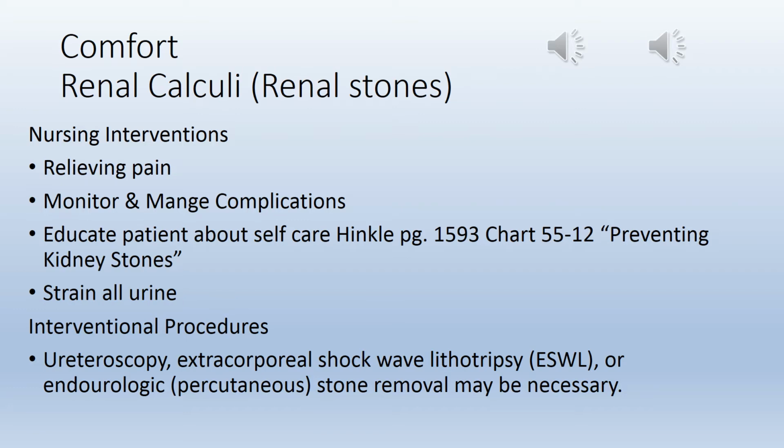If a stone does not pass spontaneously or if complications occur, common interventions include endoscopic or other procedures. For example, ureteroscopy, extracorporeal shockwave lithotripsy, or endourologic percutaneous stone removal may be necessary. Ureteroscopy involves first visualizing the stone and then destroying it. ESWL is a non-invasive procedure used to break up stones in the calyx of the kidney. After the stones are fragmented to the size of grains of sand, the remnants of the stones are spontaneously voided. Therefore, once again, all urine is strained through gauze because the stones may crumble and be spontaneously voided.